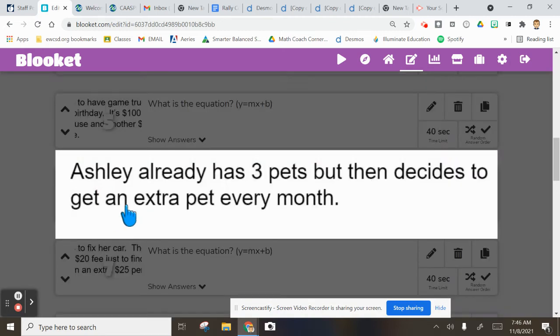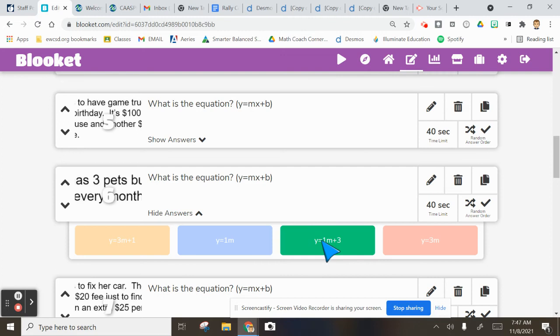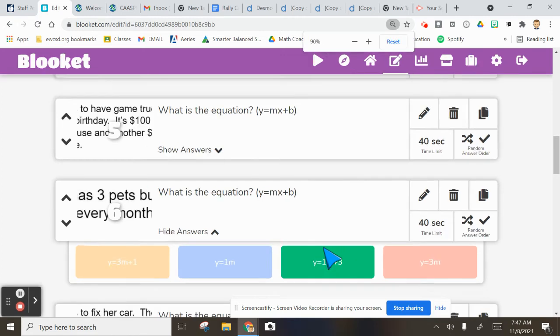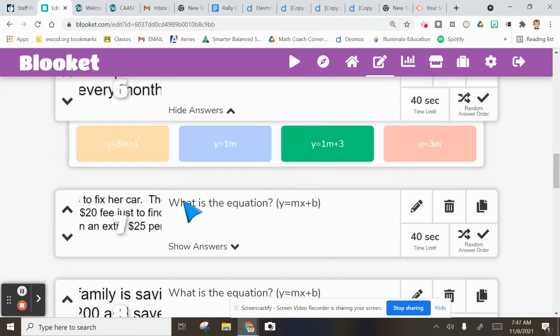All right, let's do another one. Ashley already had 3 pets, but then decides to get an extra pet every month. Actually, it's not that tough. She already had 3 pets, and then she gets an extra one every month. Does there even have to be a 1 there? There doesn't. The 1 doesn't even have to be there, but it is, so that's fine.